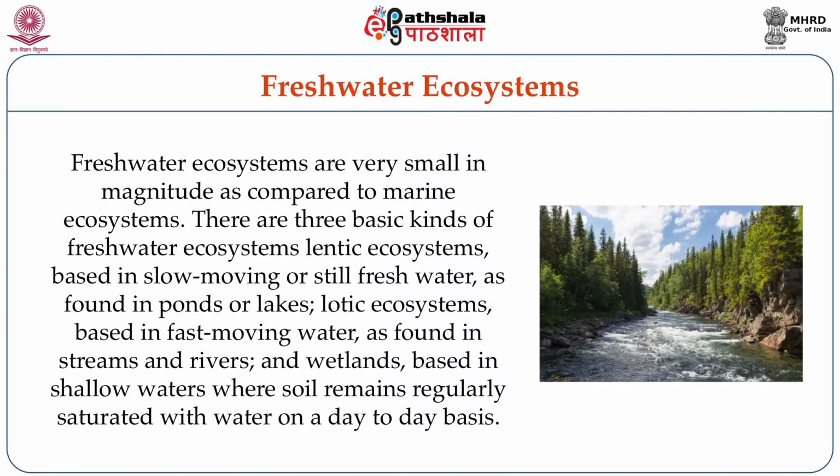Freshwater ecosystems are very small in magnitude as compared to marine ecosystems. There are three basic kinds of freshwater ecosystem. Lentic ecosystems are based in slow moving or still freshwater, as found in ponds or lakes. Lotic ecosystems are based in fast moving water, as found in streams and rivers, and wetlands are based in shallow waters where soil remains regularly saturated with water on a day-to-day basis.